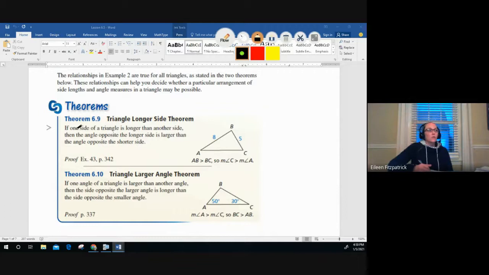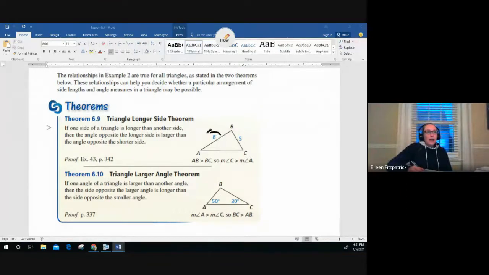Okay, so it says here if one side of a triangle is longer than the other side, then the angle opposite the longer side is larger than the angle opposite the shorter side. So if you're given two side lengths of a triangle, or even three, we're actually going to do problems where we're given all three side lengths, you can figure out which angle is the largest angle, which angle is the smallest angle, which one would the medium angle be. Okay, in this case I only have two side lengths to choose from. AB is 8 and BC is 5.